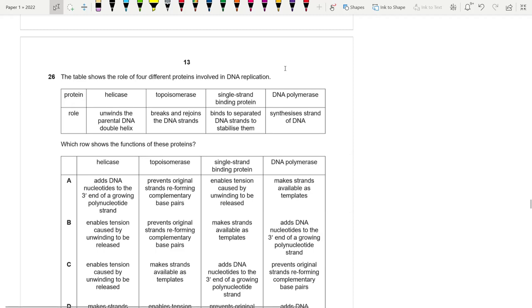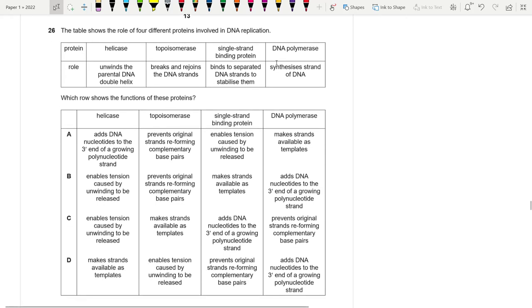The table shows the role of 4 different proteins involved in DNA replication, and shows the functions of these proteins. Okay. Helicase adds DNA nucleotides to the 3' end of a growing nucleotide strand. About this, this is not right. Okay, this is not right. It's basically required for unwinding the DNA, making double-stranded single-stranded. Okay. DNA polymerase is required for synthesis. Topoisomerase breaks and rejoins the DNA strands, right? And single strand SSBP, single strand binding protein, binds to separated DNA strands to stabilize them so that they don't come back again together, okay?